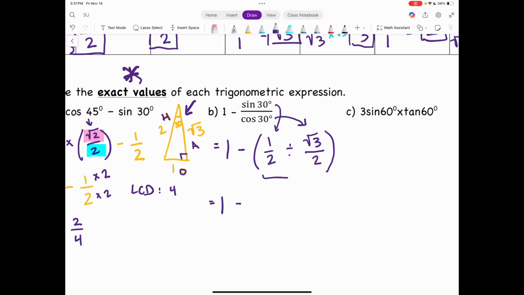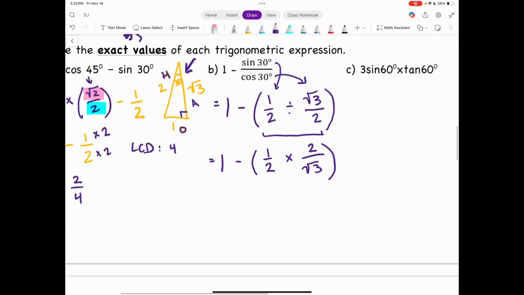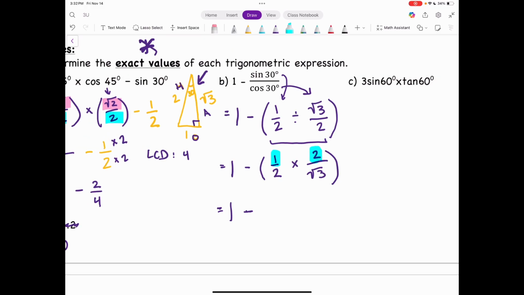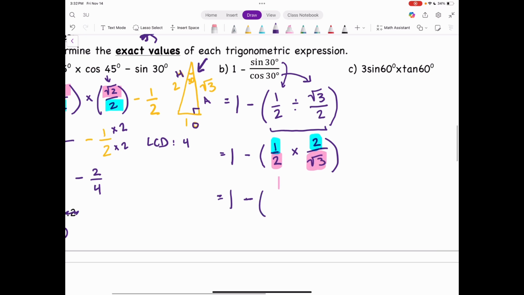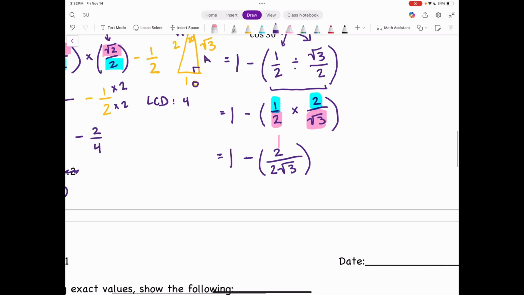From here, we have to evaluate this division. Okay, to divide fractions, we know that it's keep, change, flip. So we can rewrite this as 1 over 2 times 2 over the square root of 3. Now that it's multiplication, we can multiply the numerator times the numerator and the denominator times the denominator. 1 times 2 is 2, and 2 times the square root of 3 is 2 times the square root of 3. Okay, this we can cancel out, it simplifies. It will simplify to 1 over the square root of 3 because the 2 cancels out.